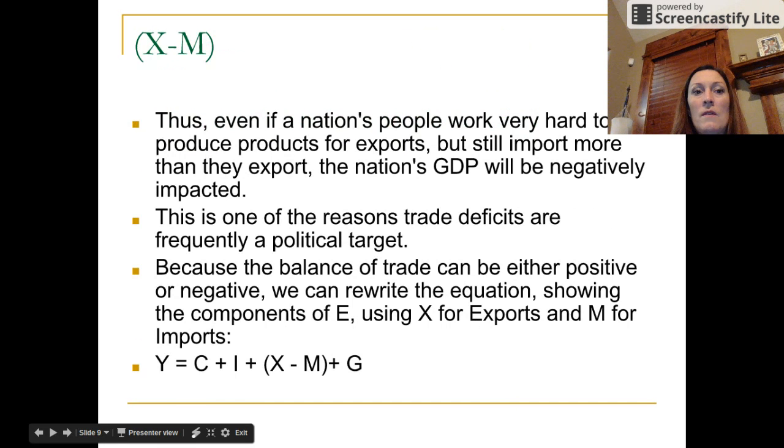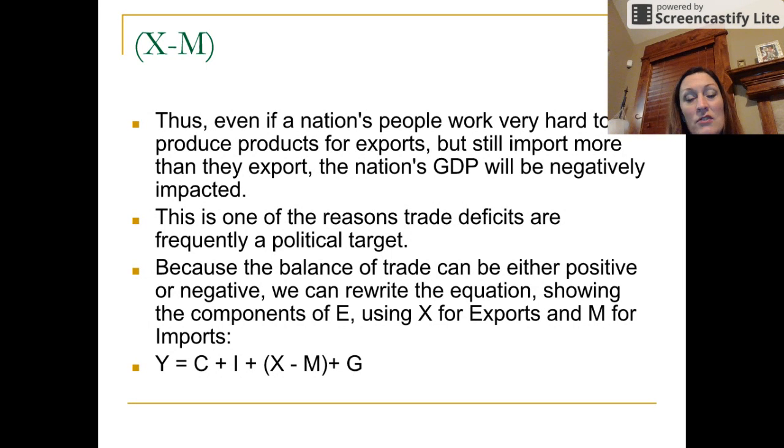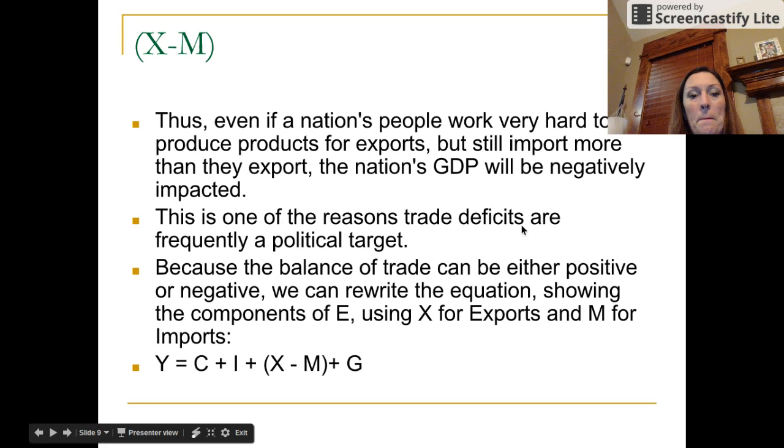So X minus M. Thus, even if a nation's people work very hard to produce products for export, but it still imports more than they export, the nation's GDP will be negatively impacted. This is one of the reasons trade deficits are frequently a political target. Because the balance of trade can be either positive or negative, we can rewrite the equation, showing the components of E using X for exports and M for imports.